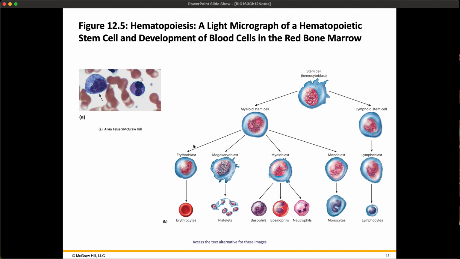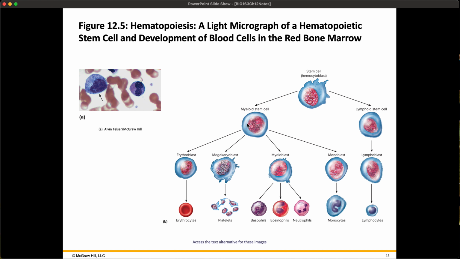Here is this depiction of hematopoiesis, so production of blood cells. You start with this hemocytoblast, this stem cell, and stem cells have this ability to differentiate into any kind of cell. And this one in particular is going to be a myeloid or a lymphoid stem cell. So myeloid stem cells then become your erythroblast, which become erythrocytes, megakaryoblast, which become platelets, myeloblasts, which are your white blood cells, 3 types of white blood cells. We'll see these are called granulocytes. And then monoblasts, which become monocytes. Again, another white blood cell.